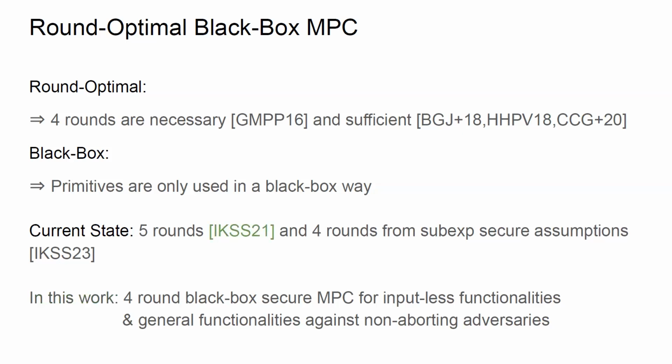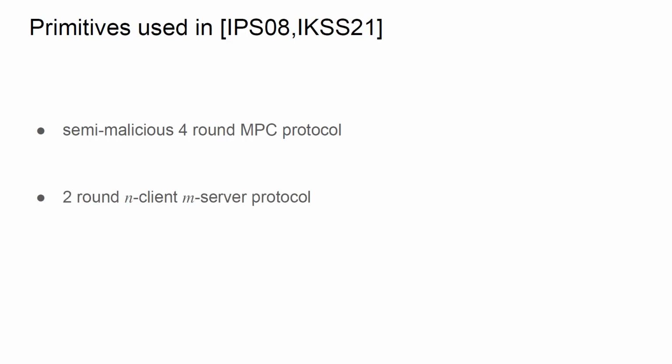Before we see how our protocol works, we're going to recap this IKSS work from 2021. They rely on this IPS compiler, and they use 3 different types of primitives. They first use a semi-malicious 4-round MPC protocol, where an adversary can essentially determine the randomness that is used to generate the messages. There's also an N-client M-server protocol that works in 2 rounds, and a 4-round non-malleable K out of N OT protocol.